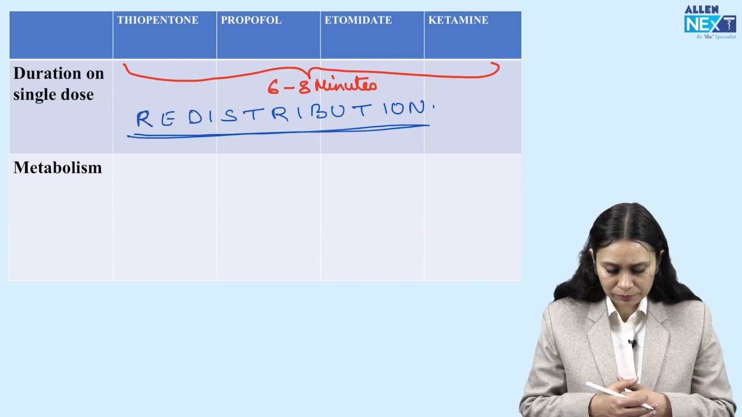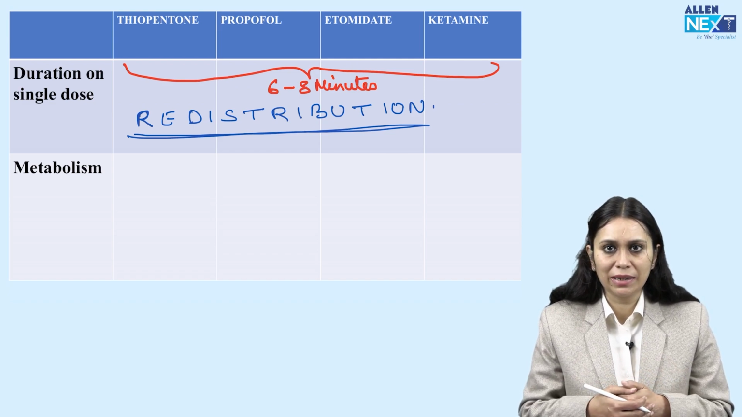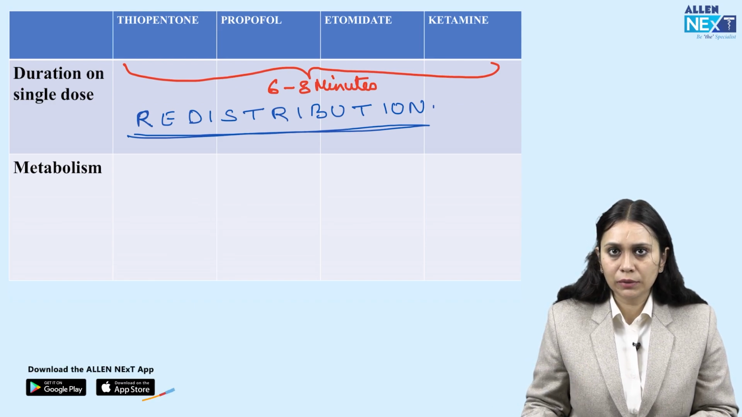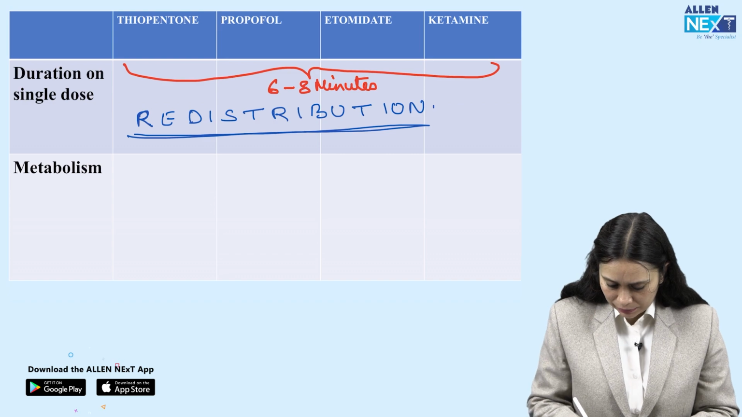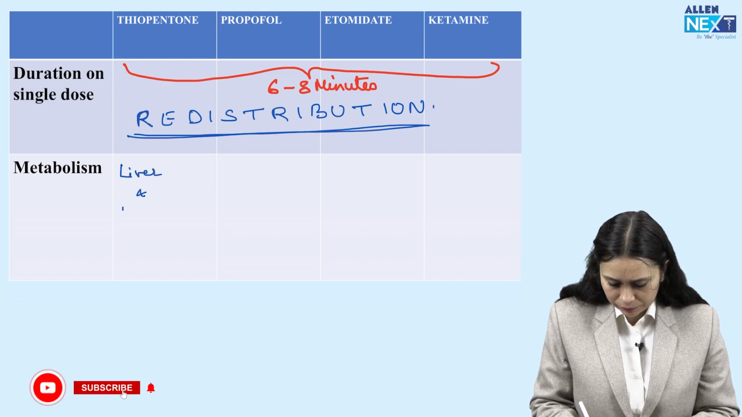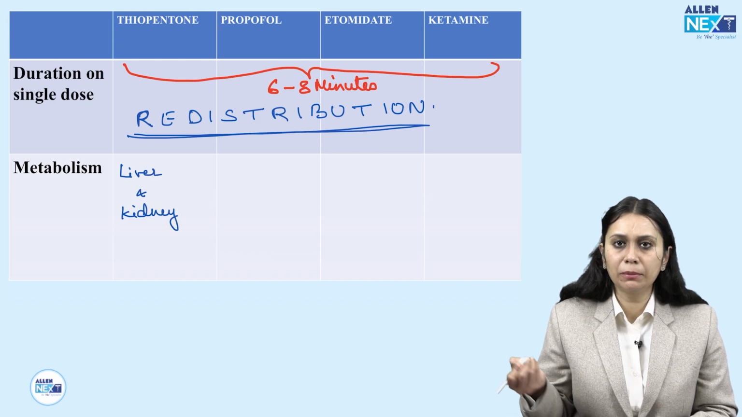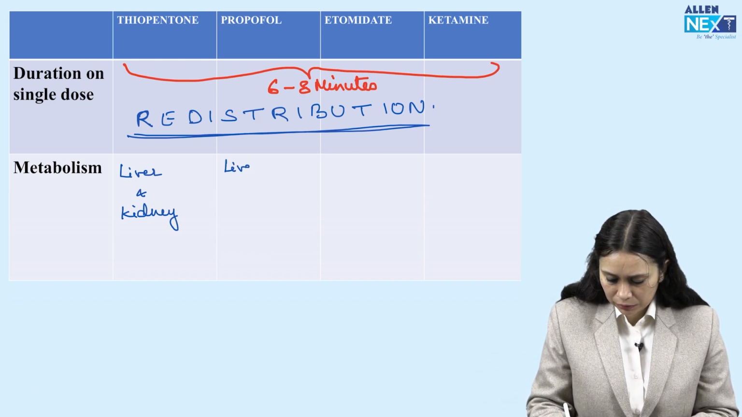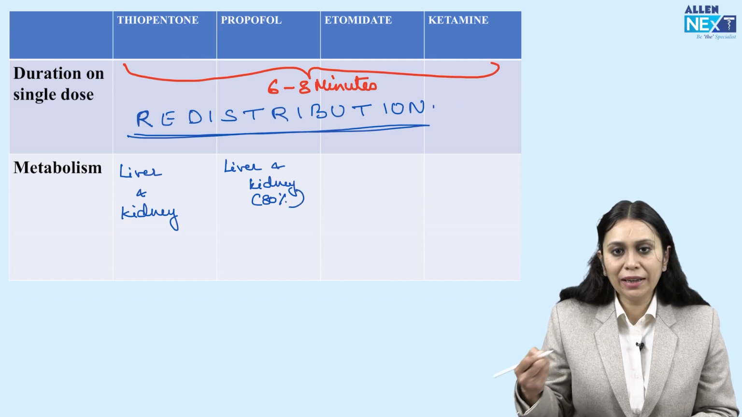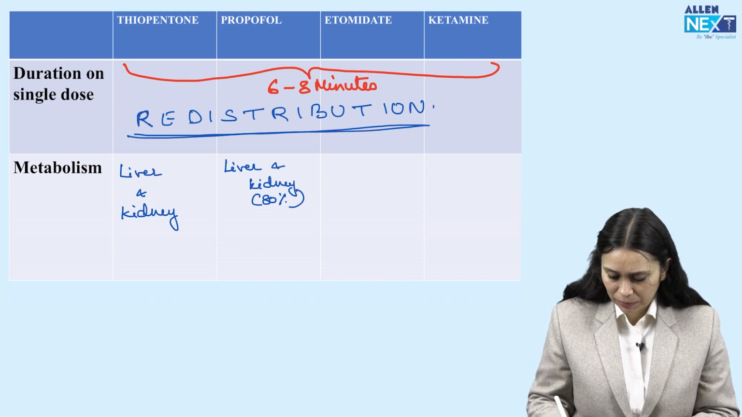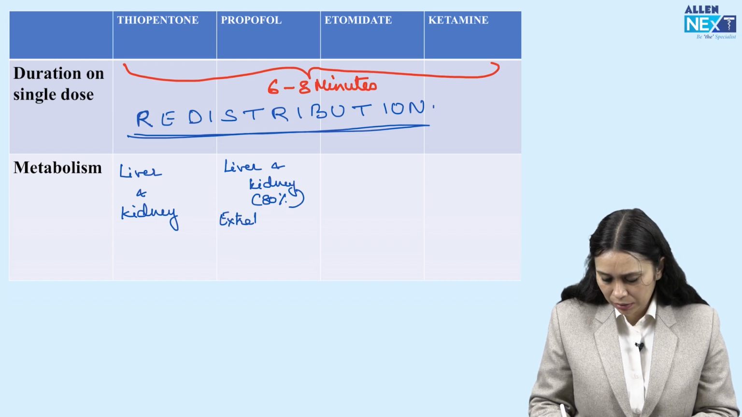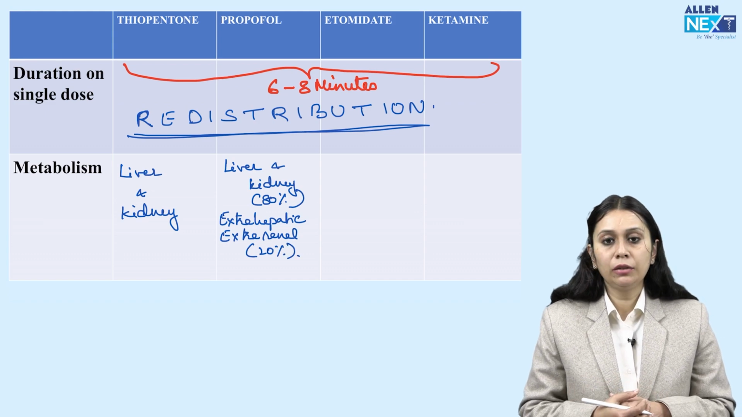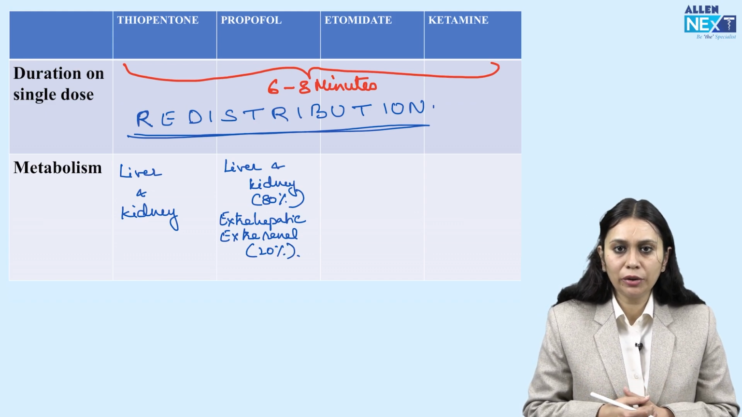Okay. Now metabolism. How are the drugs metabolized? Now remember, thiopentone, liver and kidney. Metabolism is by liver and kidney. Completely dependent upon liver and kidney. Propofol, liver and kidney. 80% of the drug is metabolized there, and 20% more drug is metabolized by extrahepatic, extrarenal route.